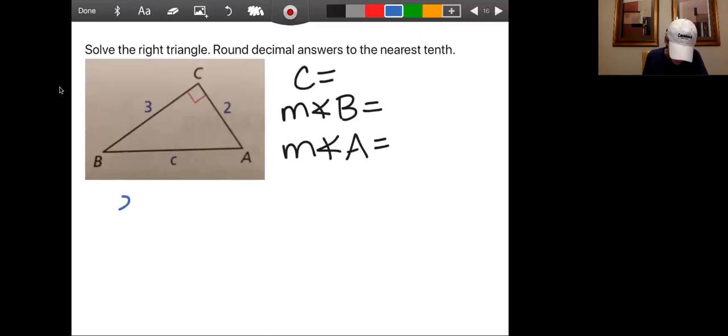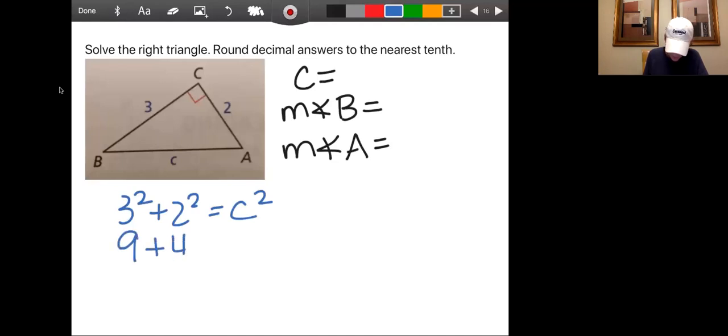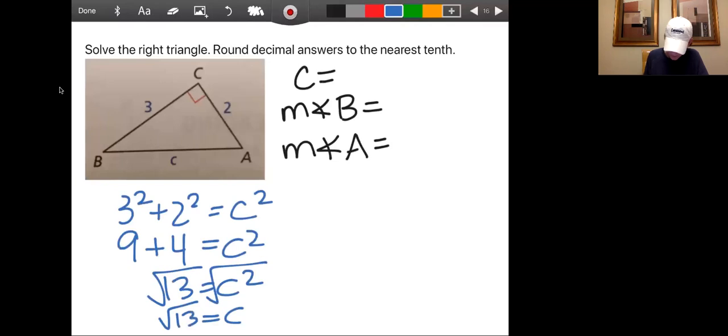And that would be 3 squared plus 2 squared equals c squared. Of course, you could do it 2 squared plus 3 squared. And you would get 9 plus 4 equals c squared, 13 equals c squared. We square root both sides, and c equals the square root of 13.